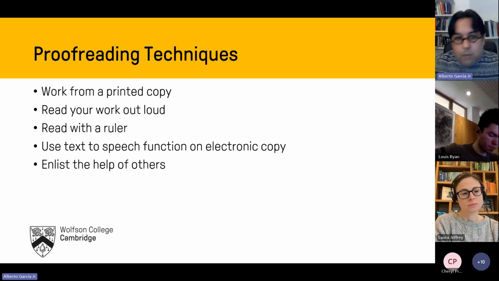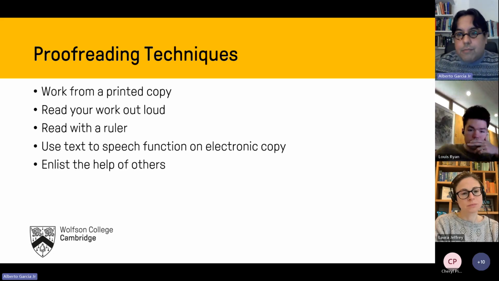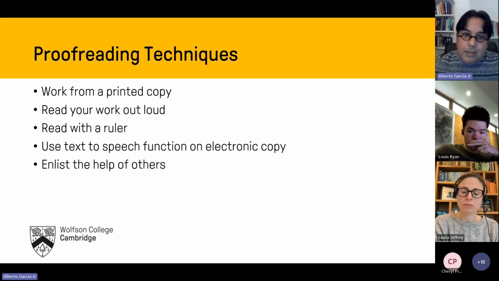For those of you that don't want to print out, use the text-to-speech function on an electronic copy. Most word programs have a text-to-speech function, and you can have somebody read it back to you. You can hear it, and you can interact with your text in a different sense. You can also adjust the speed. You can isolate certain sections with that.